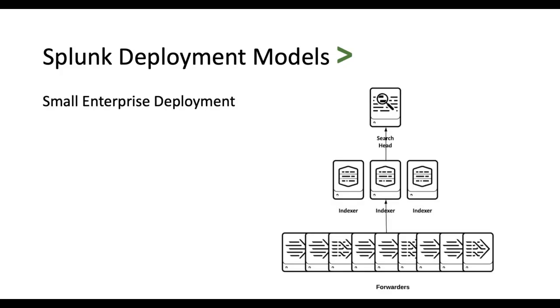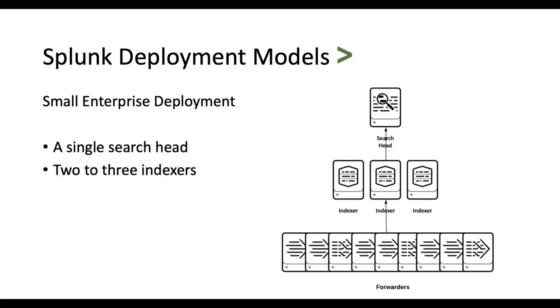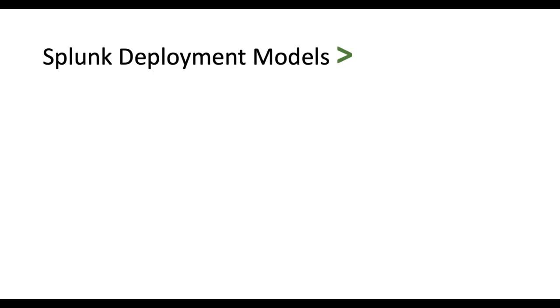The second scenario is a small enterprise deployment. In this deployment, we have a single independent search head, we have 2 to 3 load-balanced indexers, and we have up to 200 forwarders. Notice here that the search head and the indexers are separate Splunk Enterprise installations.